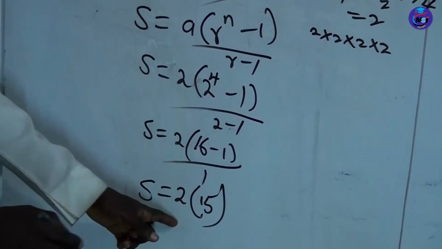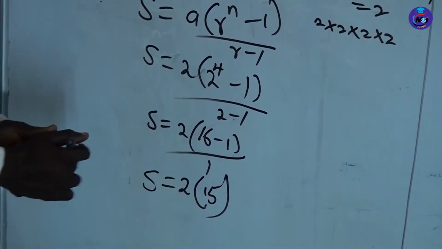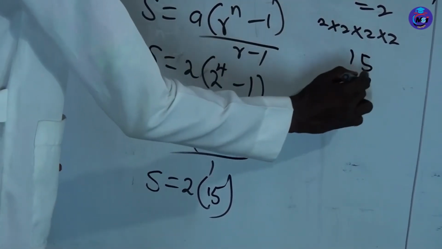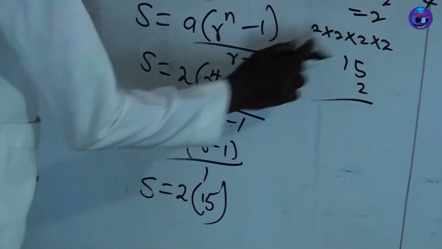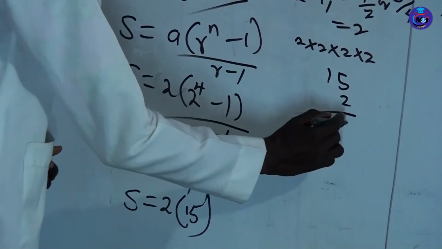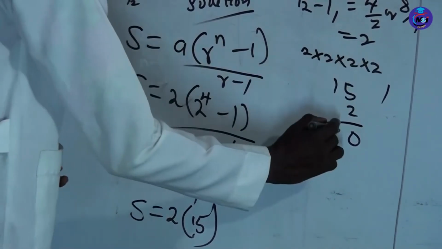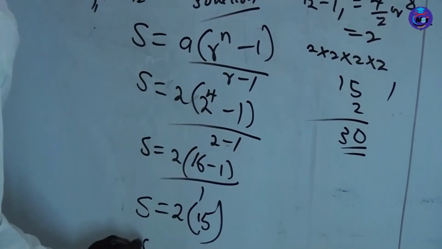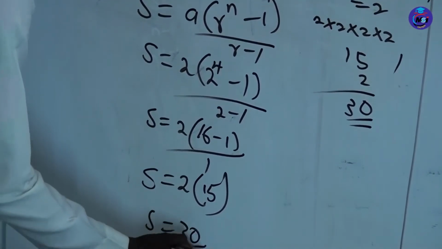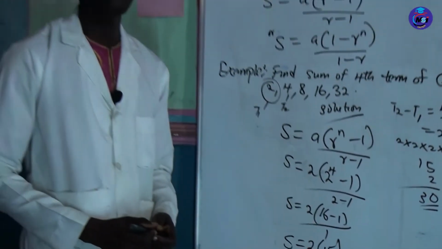So we can now multiply 15 by 2. So how are we going to do that? 15. 2 times 5 equals 10. 0 carry 1. 2 times 1 equals 2, plus 1, 3. So this will give us 30. I believe you understand this.